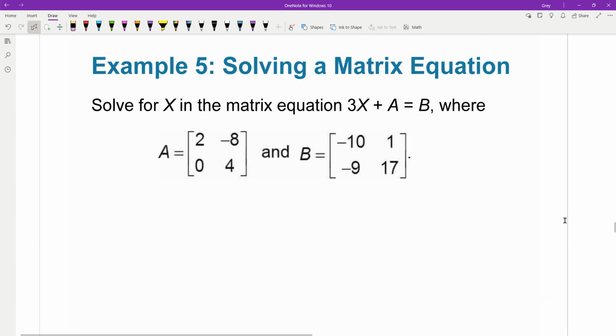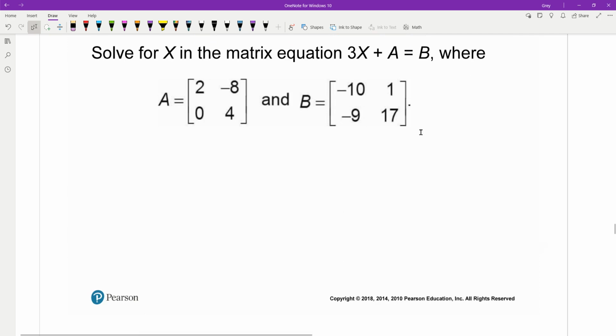Y'all, I'm going to tell you this is example 5, but a lot of people get tripped up when they try to take this and put it here and this and put it here and solve. And it's like, that looks really funny. X is a matrix. It's a capital letter, so it represents a matrix. So I'm going to encourage you to take this problem right here and go solve it for X.